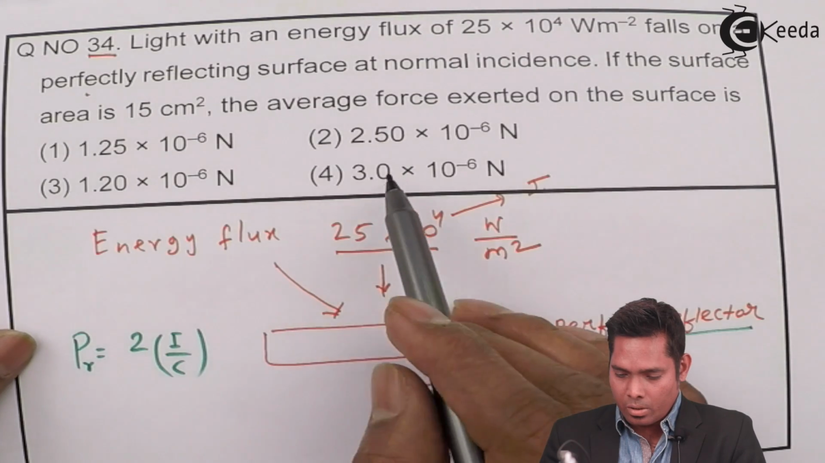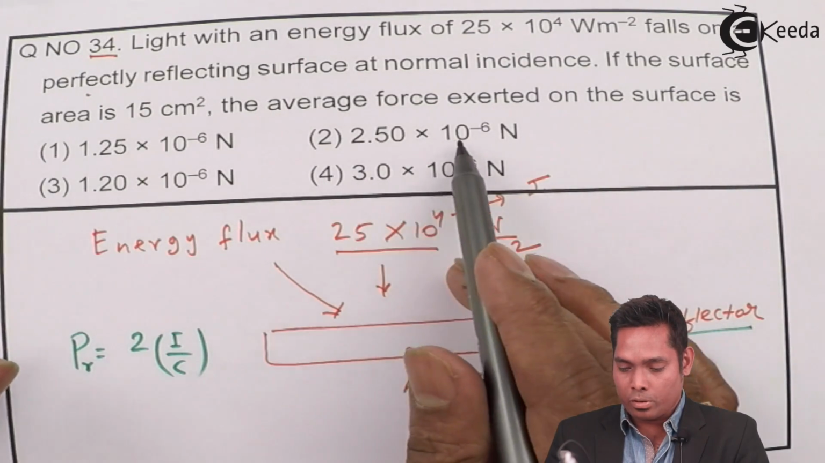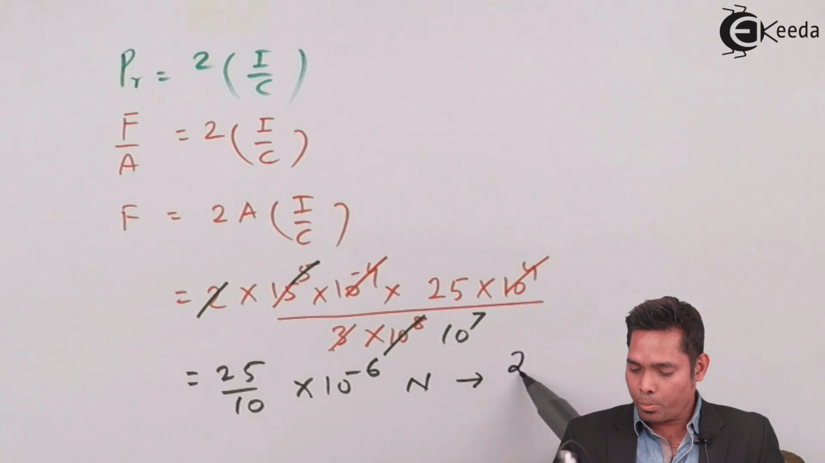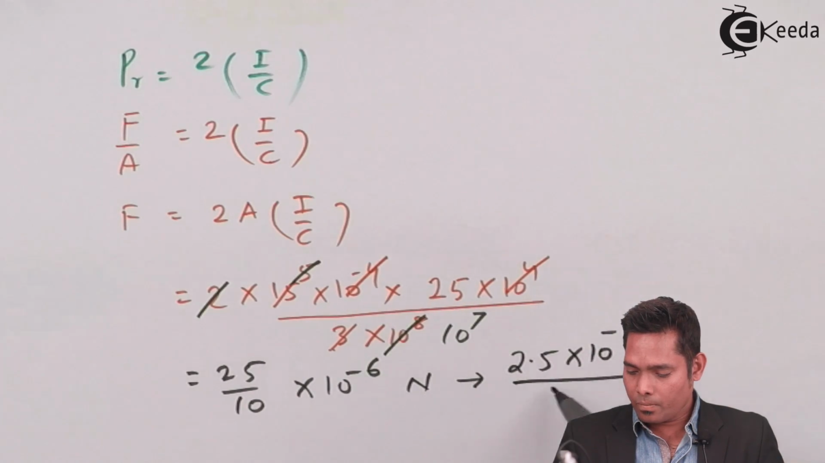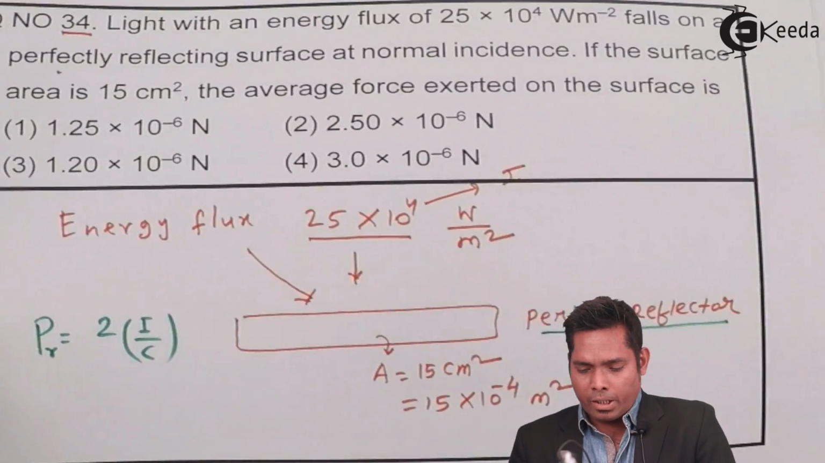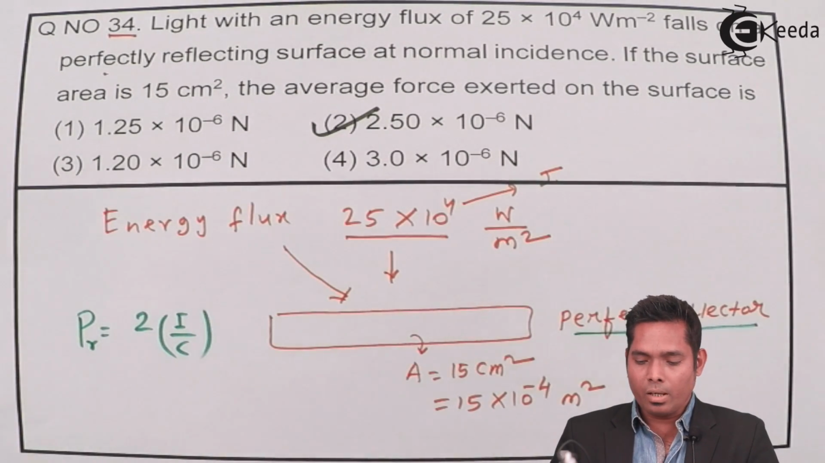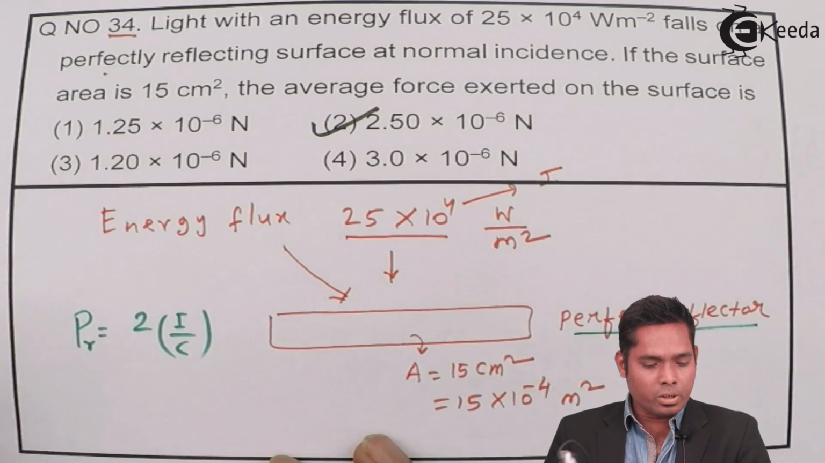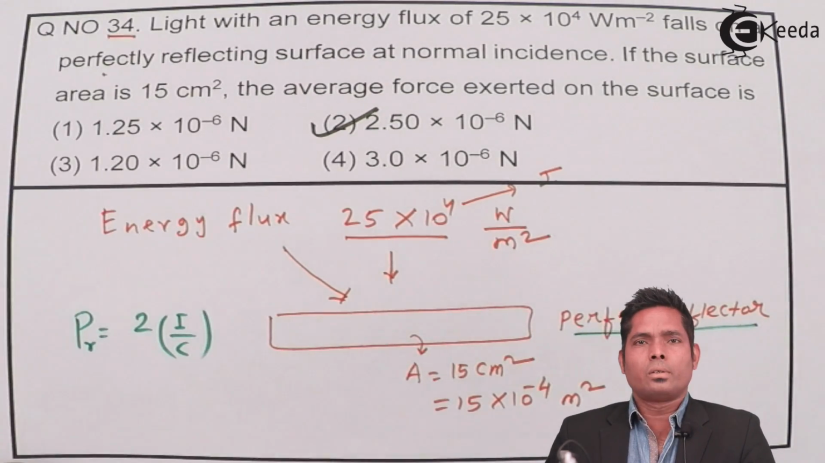Now it will become much easier. You can see that the answer is 2.5 × 10^-6, because 25 by 10 is nothing but 2.5, to the power minus 6 Newton. This way you will be getting the answers. So for this question, option number 2 is the correct answer. Okay, thank you.